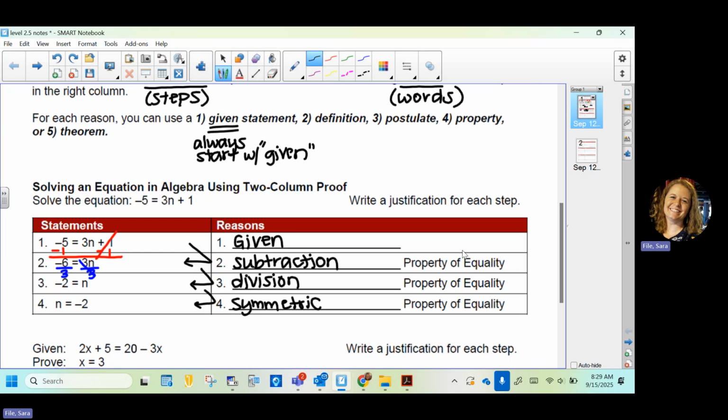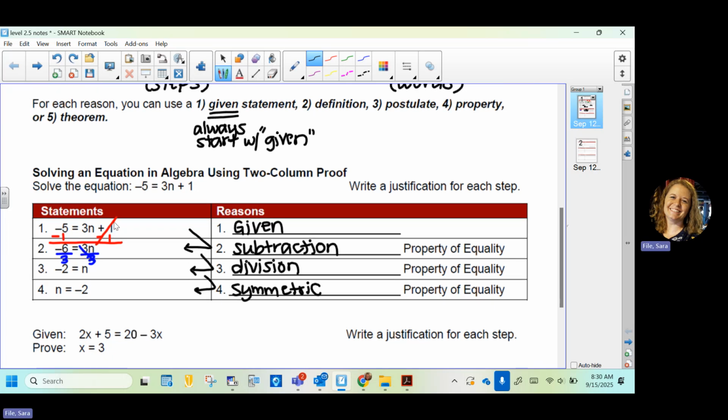Does that make sense? So you reviewed this process, or you should have reviewed this process in your practice on Friday when we were practicing our algebra skills, how to solve an equation. You should have refreshed on that. Now we're having to explain each step. We're having to give a reason that we are able to do each of those steps.